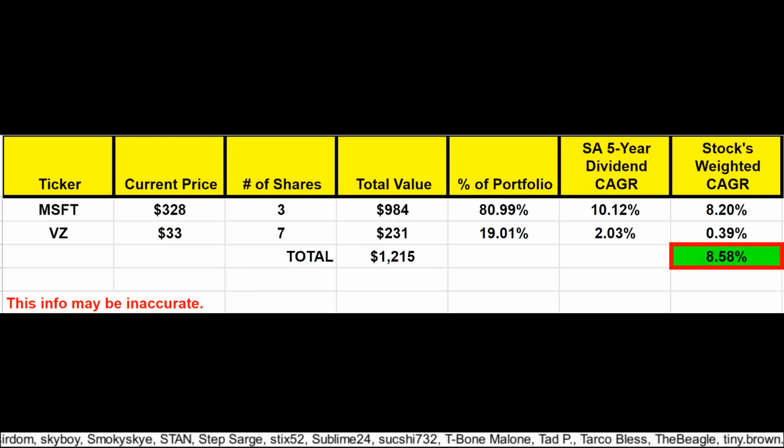That makes sense when you think about it, as it's closer to Microsoft's CAGR than Verizon's, because Microsoft is around 81% of your portfolio. Now, that process I just did for 2 stocks, you could do for however many stocks you had in your portfolio. Let's do another quick example.